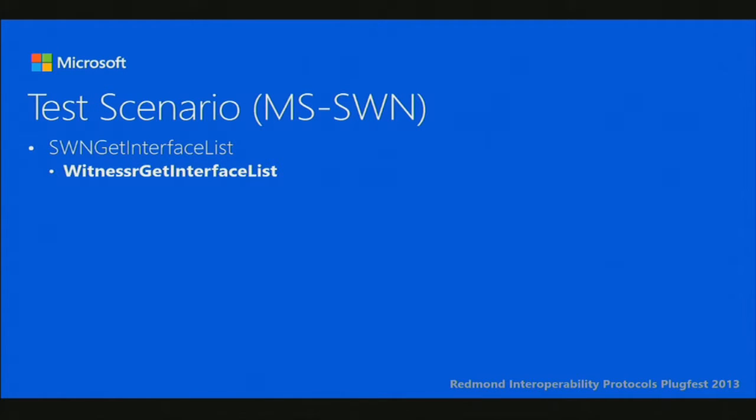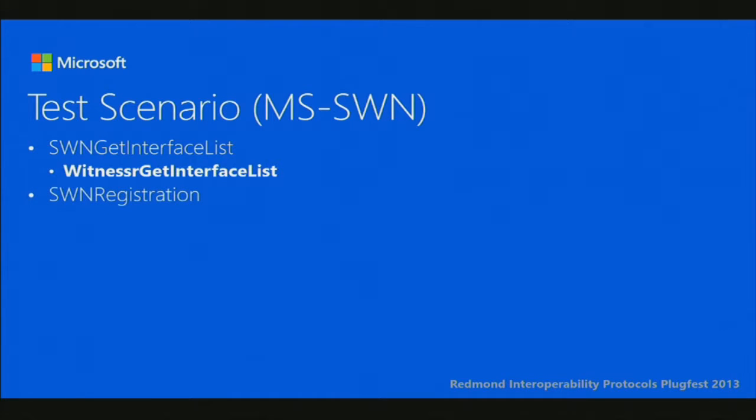If the server has no available nodes for the witness, the server should block the get interface list. We will test this. And if the server has an available node for the witness, the server should return the response immediately. We also test this.